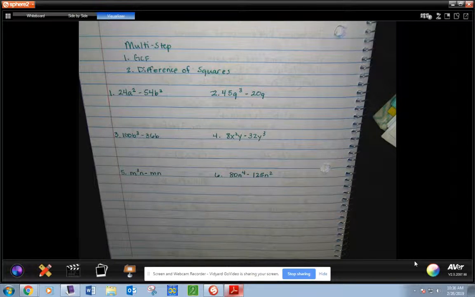So go ahead and pause and write those for me. When you're doing multi-step, the first thing you have to look for is your GCF, and then you're going to do difference of squares. So I taught this yesterday briefly, so if you were absent, here's the review.